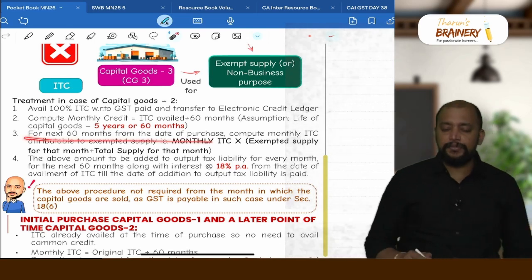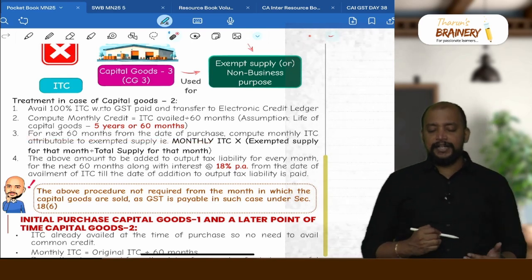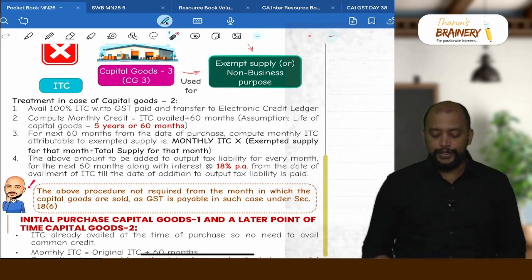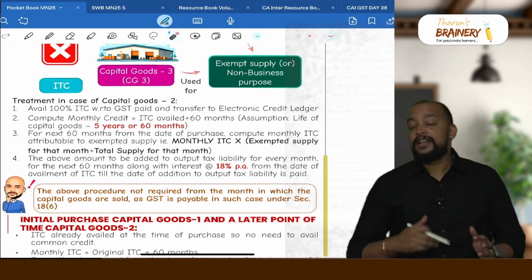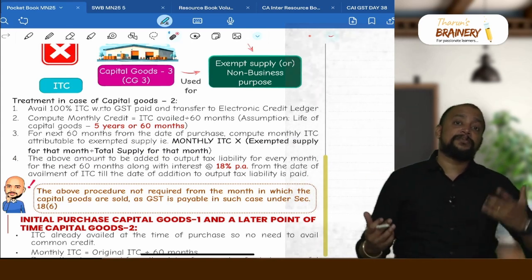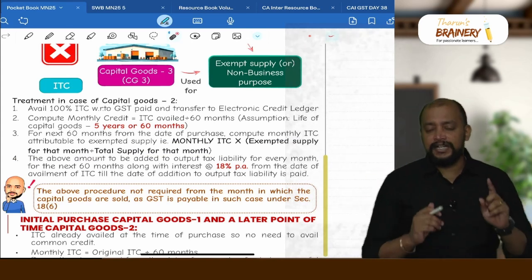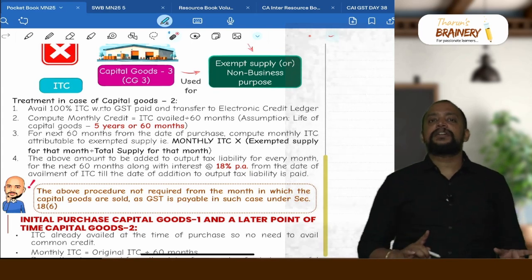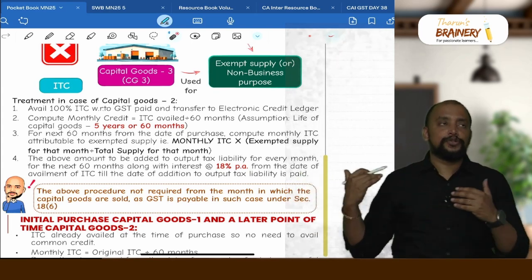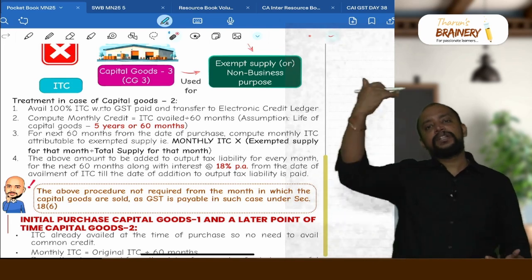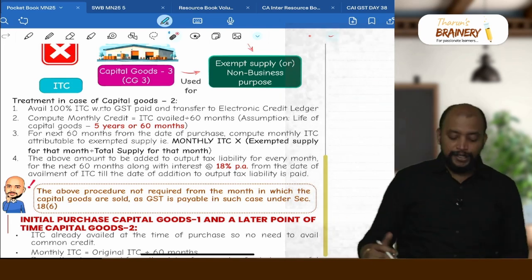For the next 60 months from the date of purchase, compute the monthly ITC attributable to exempted supply. How to compute? Monthly ITC into exempted turnover of that month divided by total turnover of that month. Plus we need to pay interest at the rate of 18% from the availment of ITC, 18% per annum till the month of reversal. For example, for the 60th month, if we are doing reversal, for 59 months from month 1 to month 60, we need to do the interest computation.